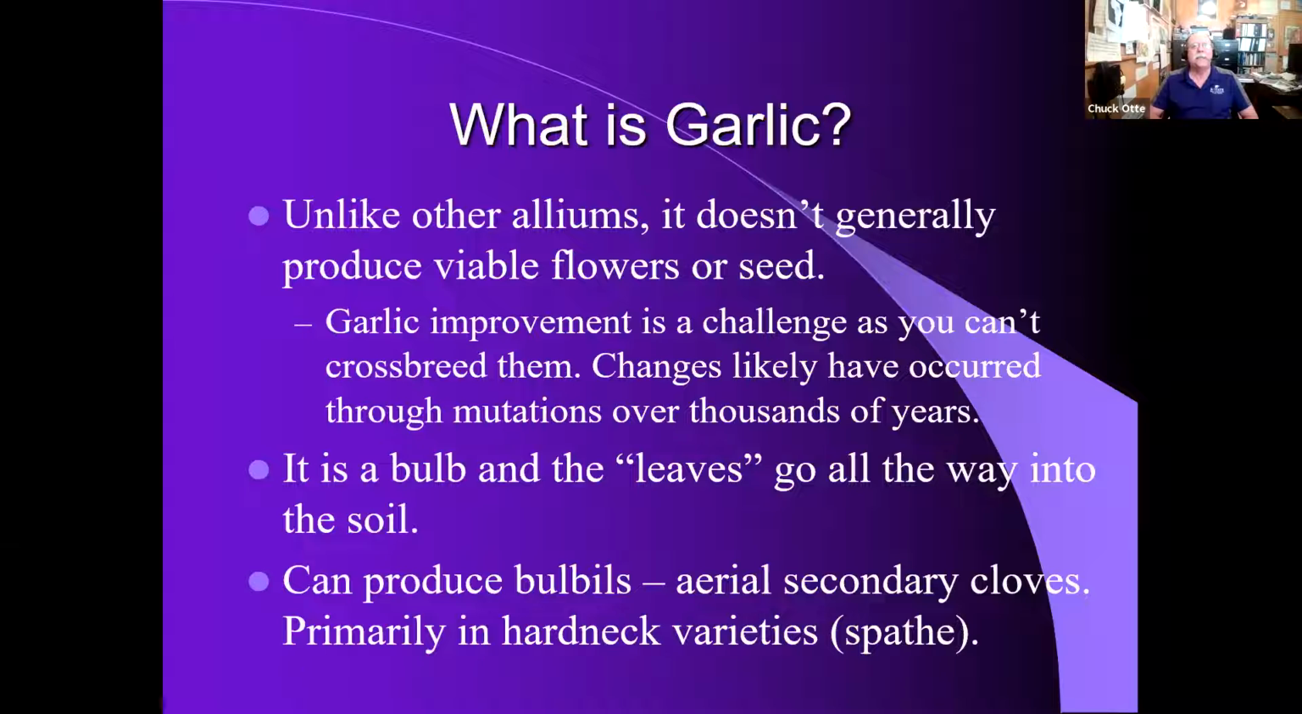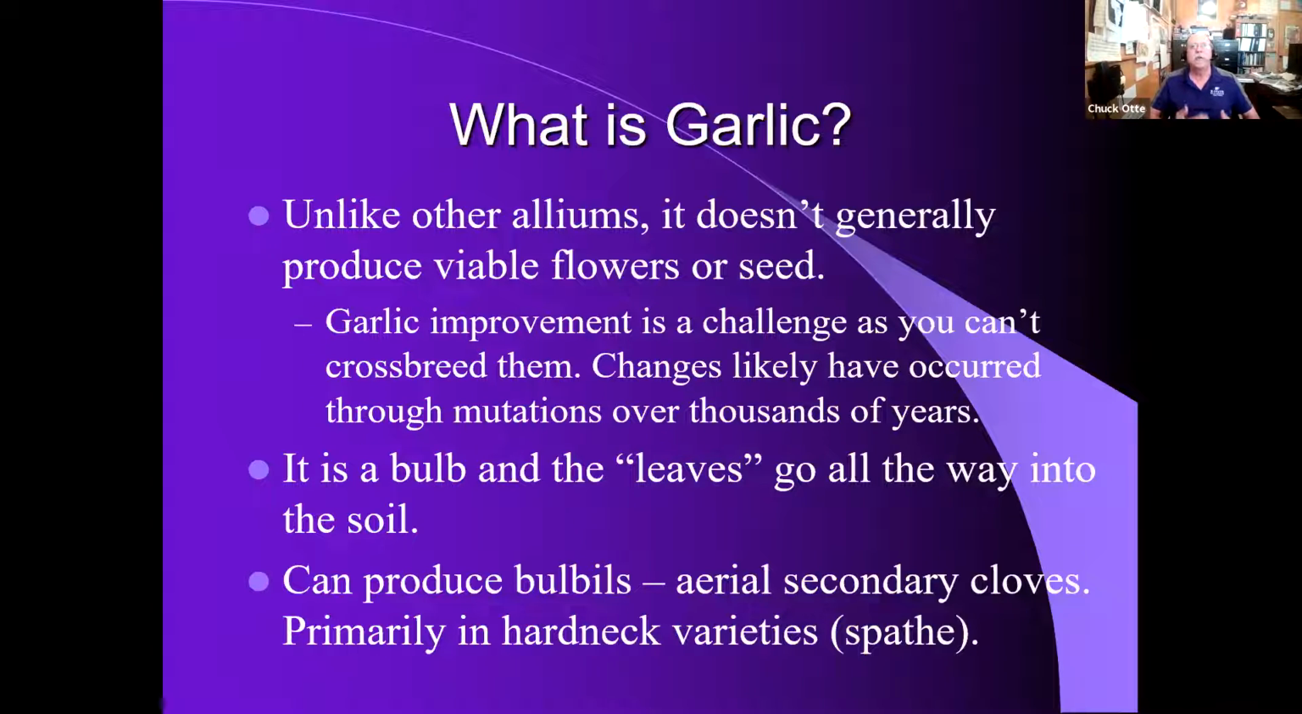Garlic does not produce viable flowers or seed. We're just within the past 5 to 10 years getting a little bit past that. But really, it doesn't produce a viable flower, unlike all the other alliums, which makes garlic improvement a real challenge, as you can't do the traditional plant breeding thing of crossbreeding them and making selections.